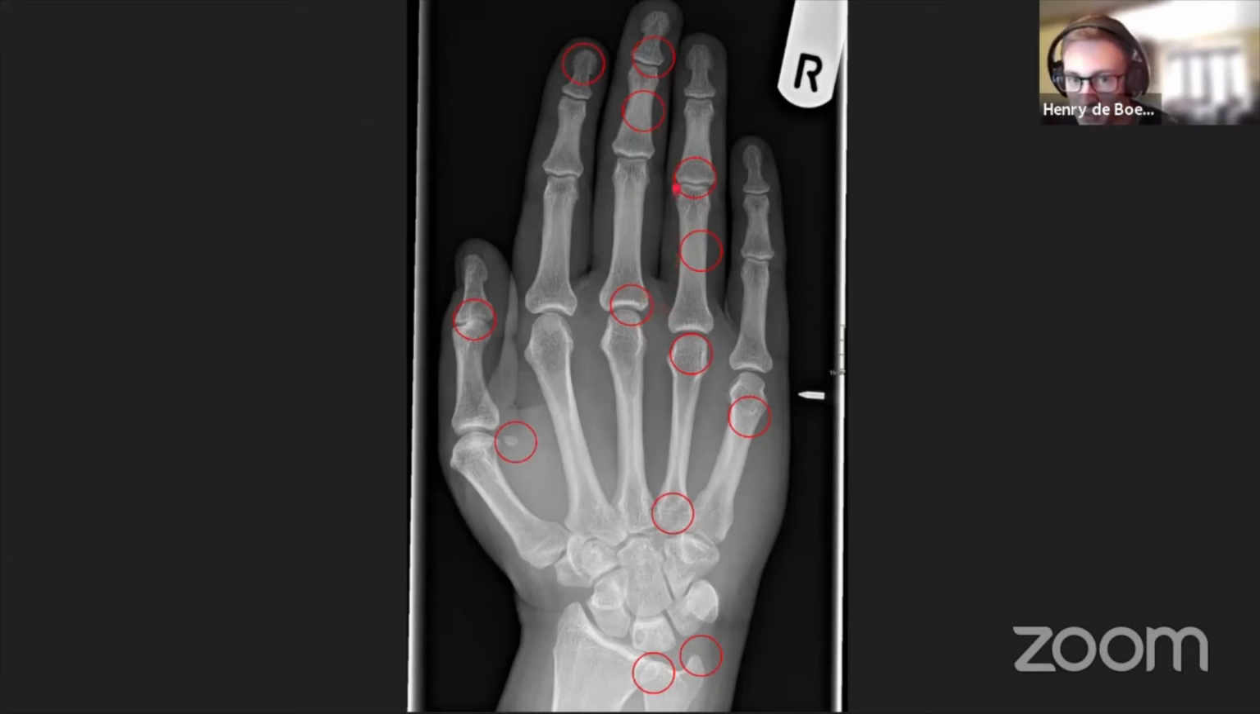So the answer to this one would be right middle finger MCP joint, or metacarpophalangeal joint. So this is then the proximal phalanx, and this is the shaft of the right ring finger proximal phalanx.